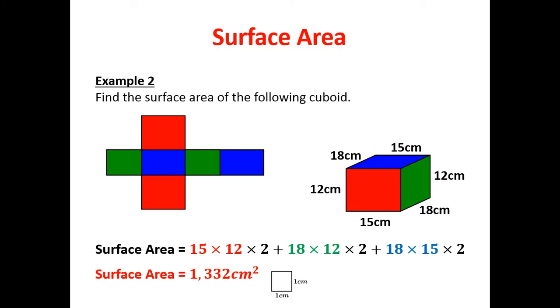Again, if I had a small square that's 1 centimeter by 1 centimeter, I would need to cut out 1,332 of these small squares to paste on and cover up the entire surface of that cuboid.